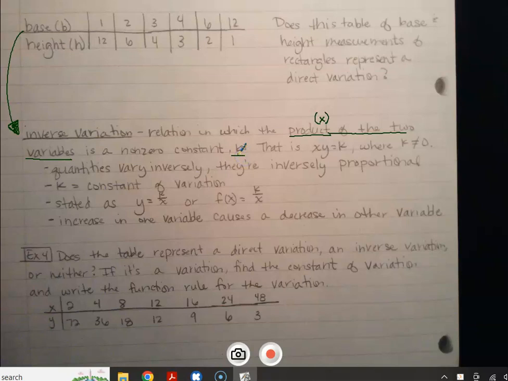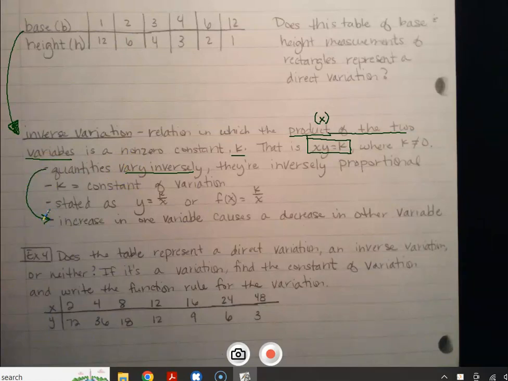So this is when it's a product. So when we take x and we multiply it by y, and it gets us the k value. Okay, and k cannot equal 0. So these quantities vary inversely, which means, look down here at the last part, an increase in one variable causes a decrease in the other variable. That's what vary inversely means. So these two are connected.